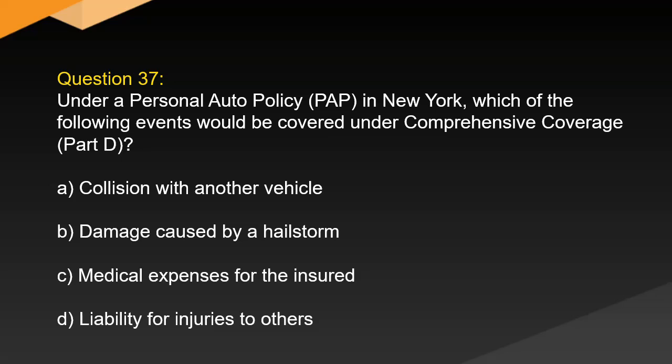Question 37. Under a personal auto policy, PAP, in New York, which of the following events would be covered under comprehensive coverage, Part D? A. Collision with another vehicle, B. Damage caused by a hailstorm, C. Medical expenses for the insured, D. Liability for injuries to others.